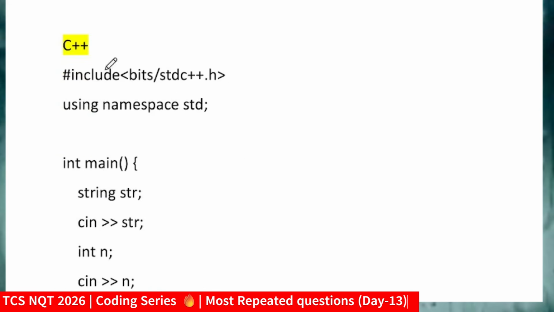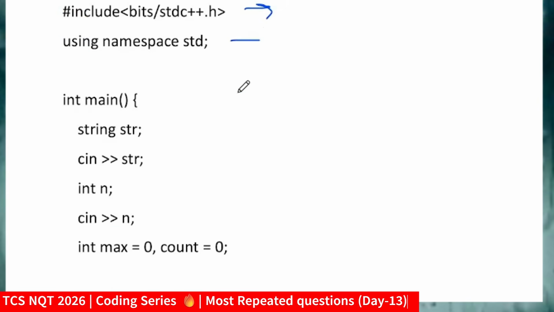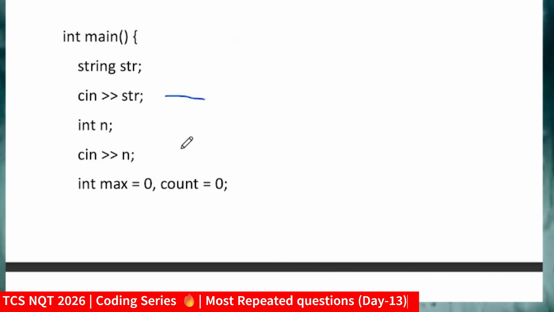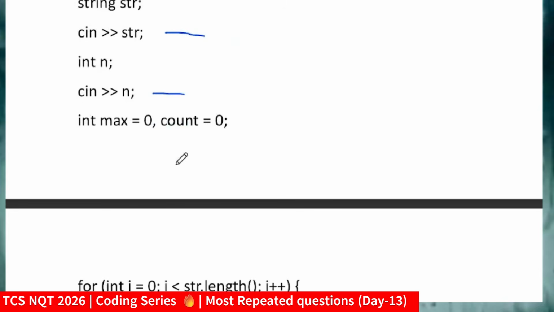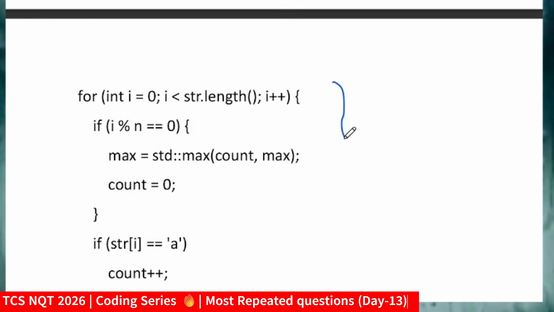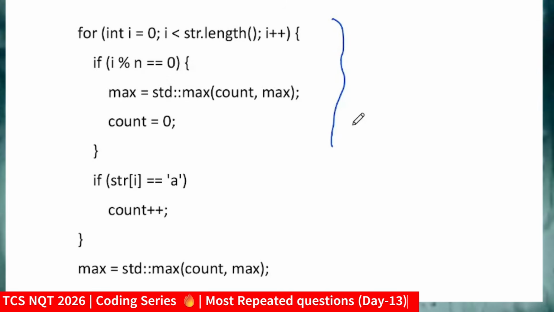Coming to our solution: including bits/stdc++.h, this is a C++ solution, using namespace std, taking the input that is our string and taking N, which is very important. Now declaring two temporary variables, max equal to 0 and count equal to 0. Max is to track the maximum number of A's present in a particular set, and count is to count the elements. Then I will traverse with a loop and apply the condition.